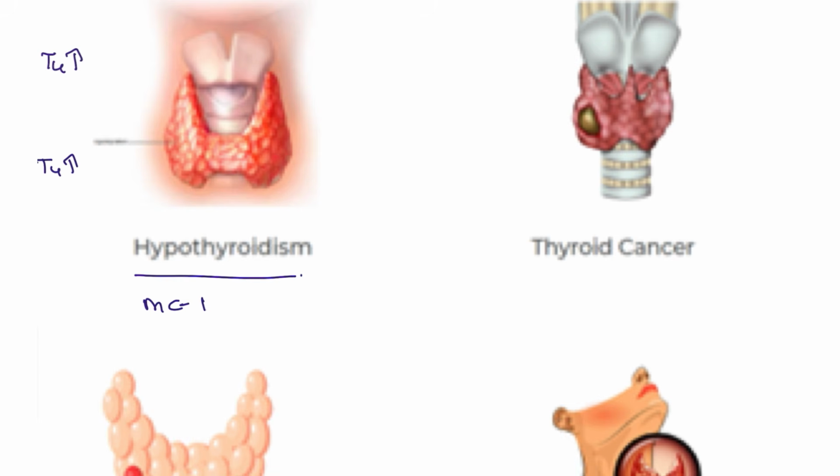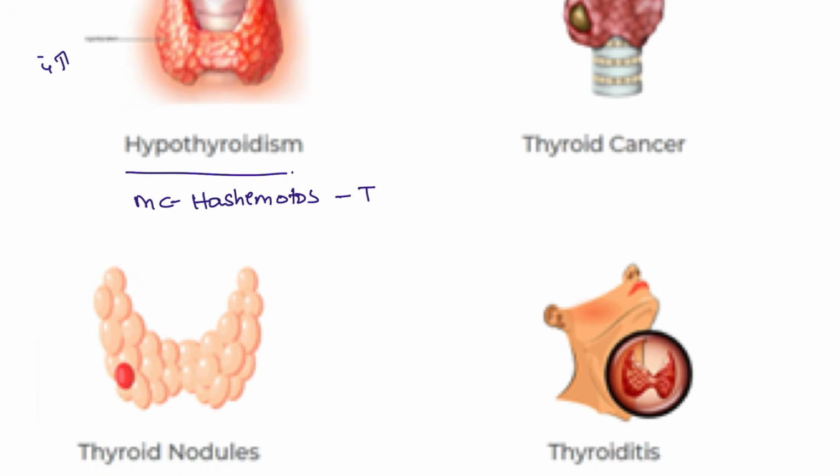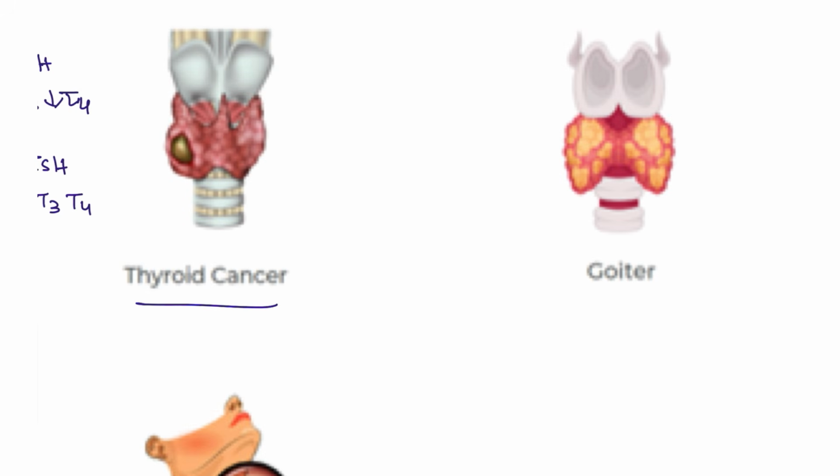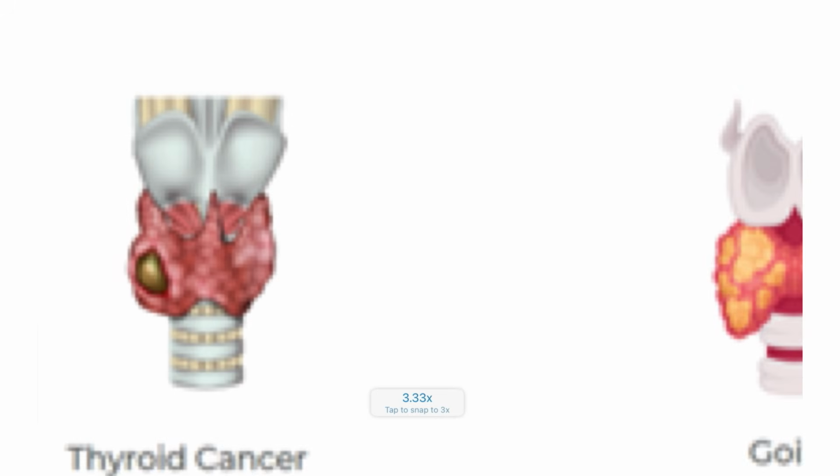Next, hypothyroidism. The most common is Hashimoto's. In patients suffering from Hashimoto's, thyroglobulin is the one which will be involved. Let's see the picture. In primary, the patient will have increased TSH and decreased T3 and T4. In secondary, TSH will be decreased, and T3 and T4 will also be decreased. Next, thyroid cancers. There are three types.